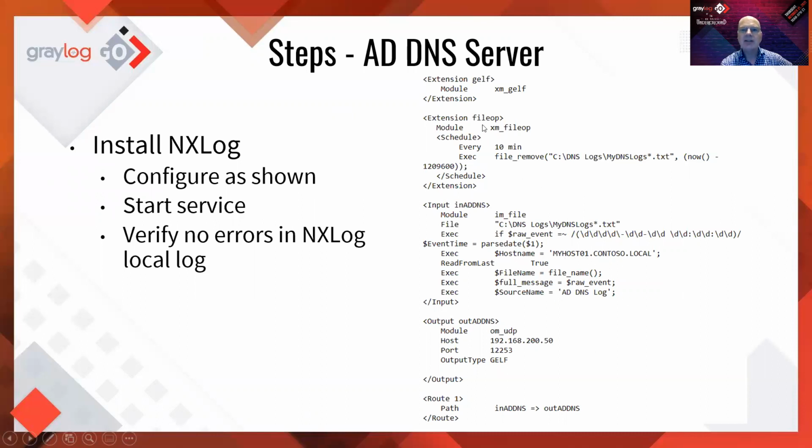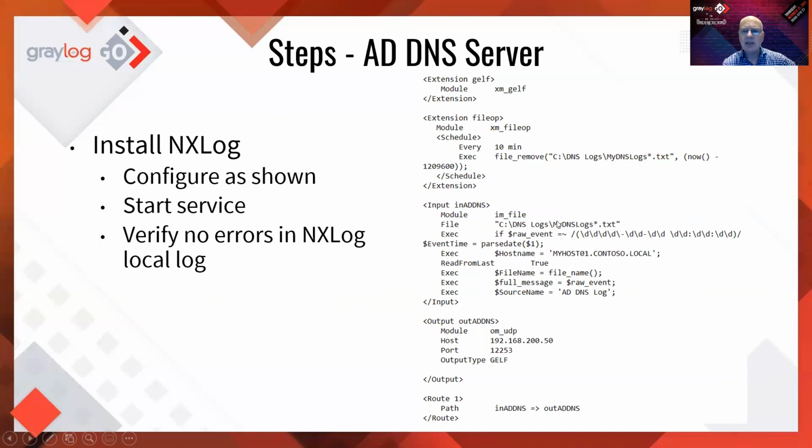But what this does basically is it turns on this GELF Graylog Extended Log Format module that's built into NXLog. It turns on the file operations module. This file operations module is going to, every 10 minutes, go through and remove files that are older than the date of now, right? The timestamp now minus this many seconds. And I think that's 30 days. I don't recall off the top of my head what it is, but it looks like it's about 30 days. So we keep about 30 days of rolling logs on the machine in that folder there.